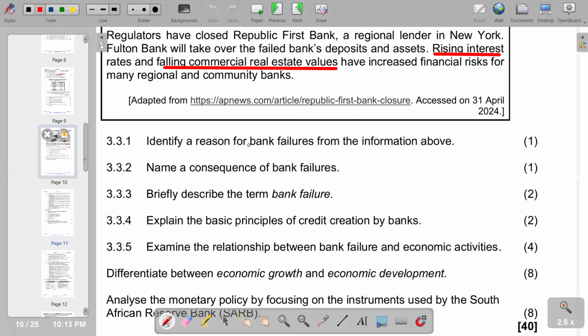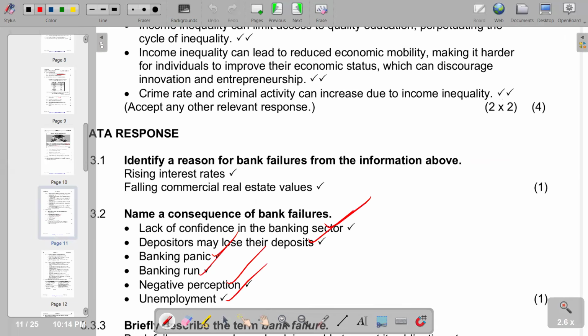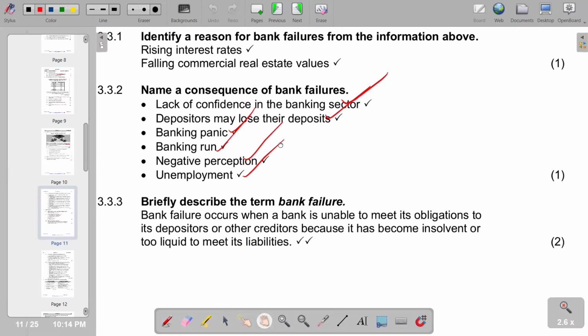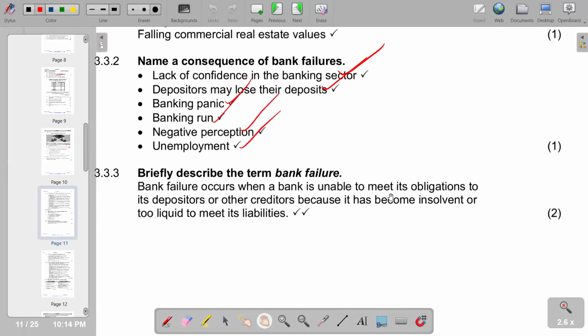Then we move on to the next question: briefly describe the term bank failure. Bank failure occurs when a bank is unable to meet its obligations to its depositors or other creditors because it has become insolvent or too illiquid to meet its liabilities. So that is what we call bank failure.